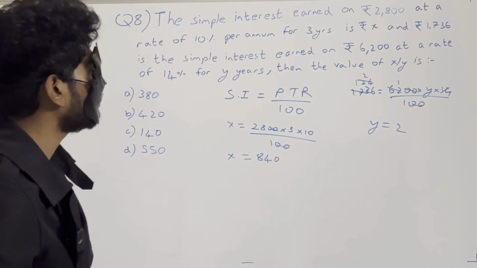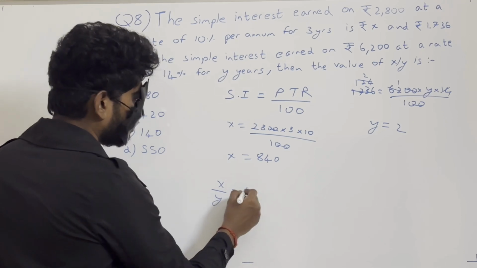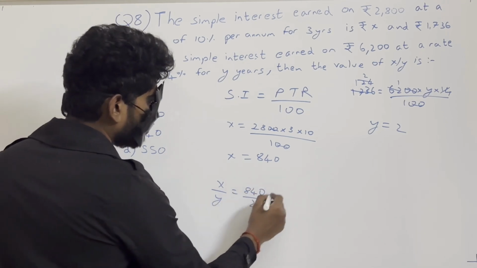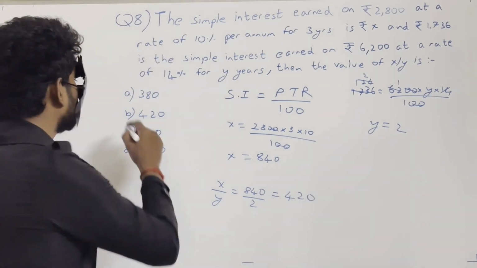Now he has asked the value of X by Y, which is nothing but 840 by 2. X by Y is equal to 840 by 2, which is equal to 420. So option B is right.